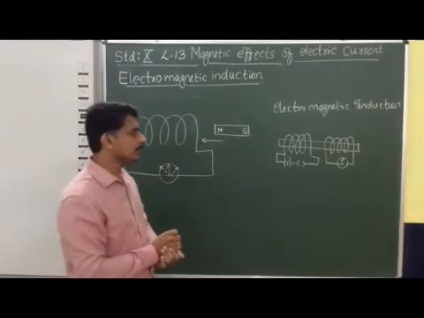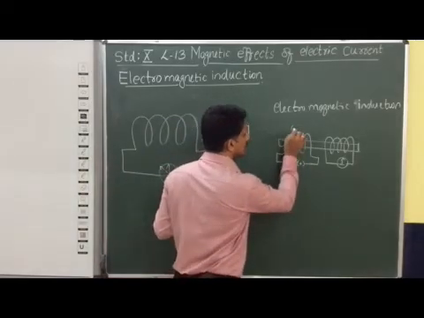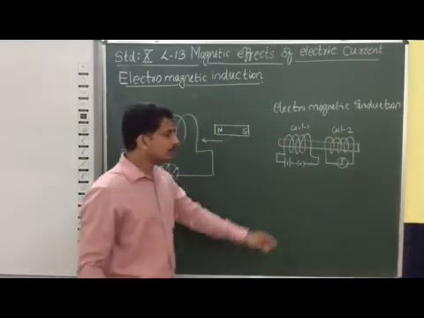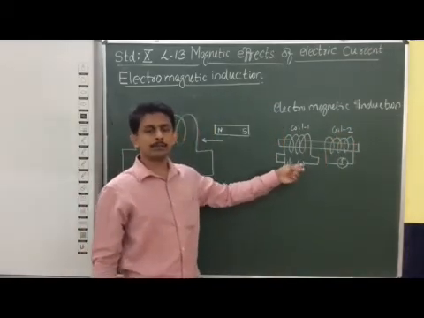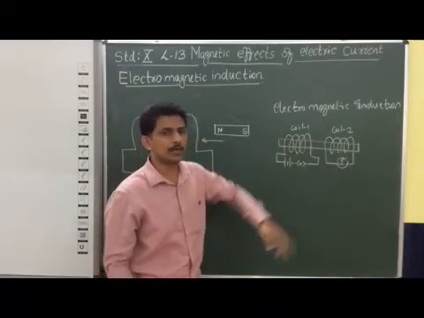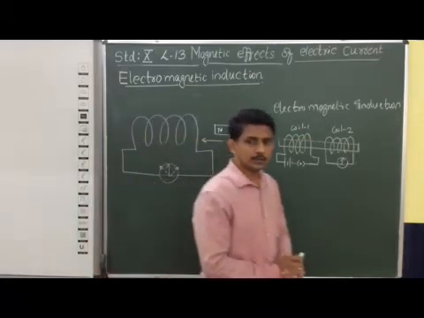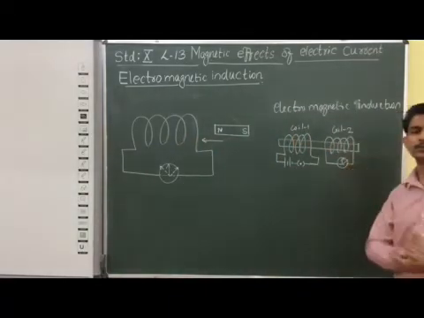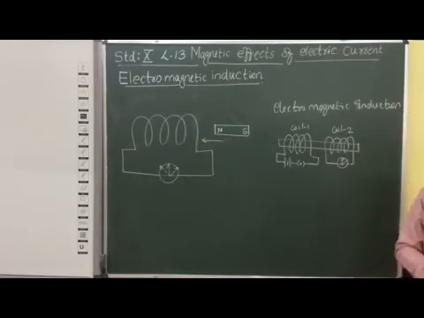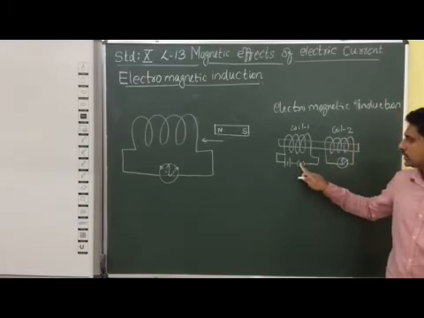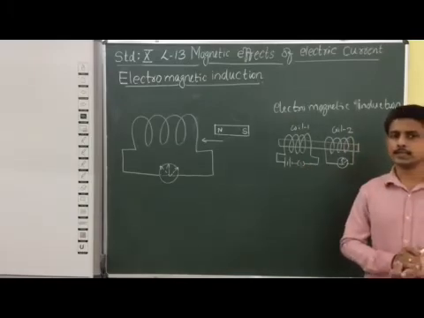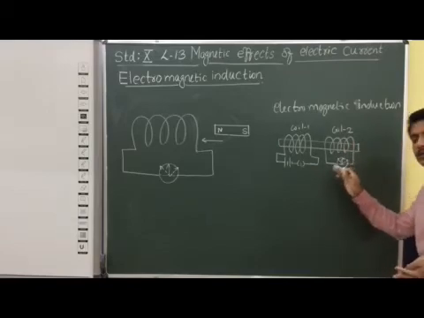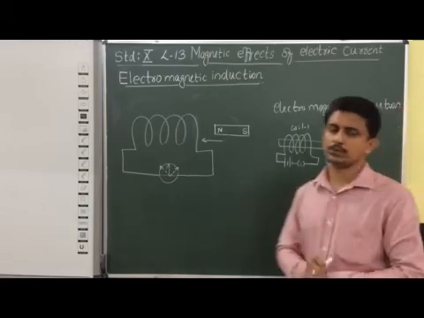We name this coil 1 and this coil 2. Now we can observe that when the key is closed, that means current is passing through coil 1, during that time there is a momentary deflection shown by the galvanometer, and after that it comes back to its original position. Similarly, when the key is opened, the galvanometer shows deflection again, but in the opposite direction, and immediately comes back to its original position.